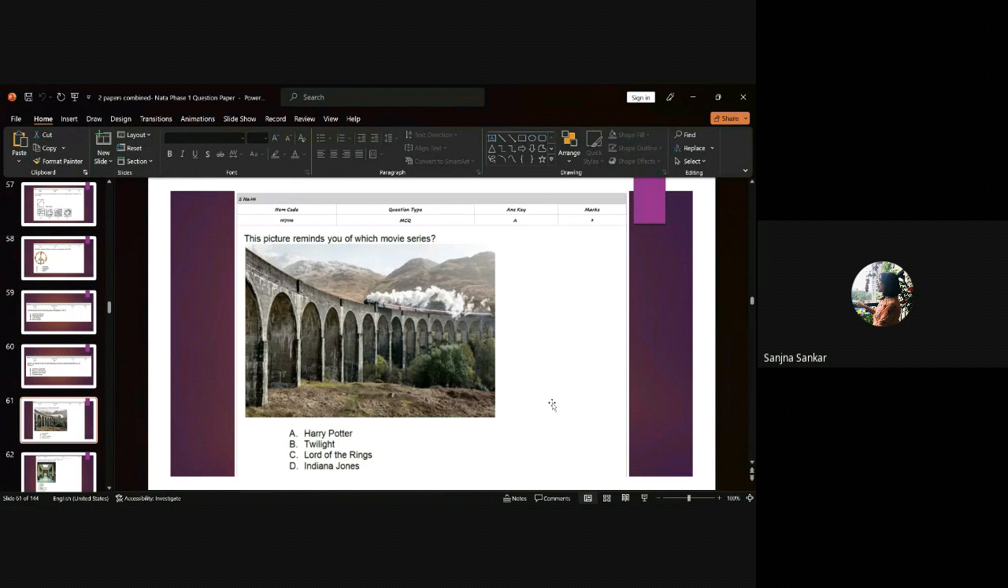Next question. This picture reminds you of which movie series? Is it Harry Potter, Twilight, Lord of the Rings, or Indiana Jones? So I'm sure everybody knows this. The correct answer is Harry Potter, which is option A.